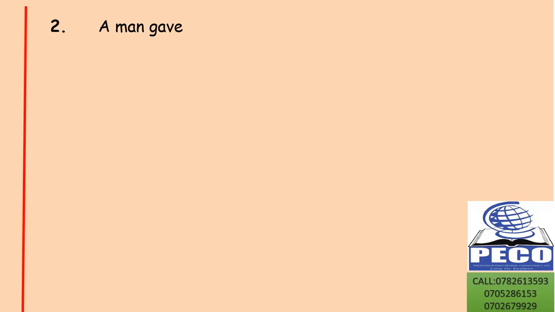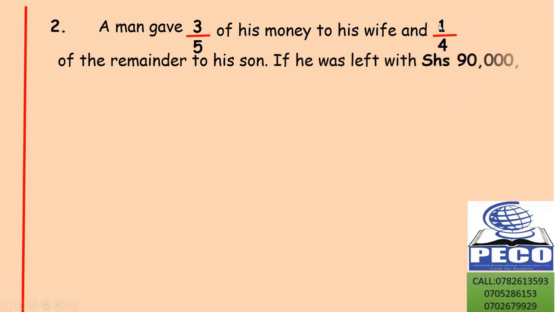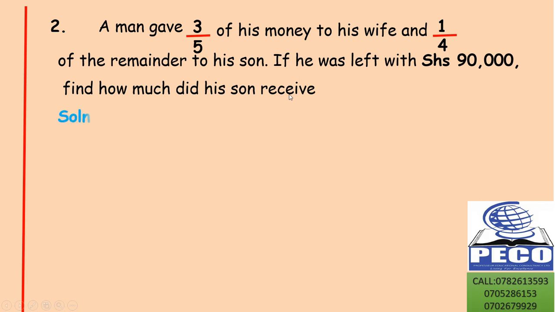Question 2. So I also told that a man gave 3/5 of his money to his wife and 1 out of 4 of the remainder to his son. If he was left with 90,000, find how much the son received. So what do we do? The man gave 3 out of 5 to his wife and 1/4 of the remainder.